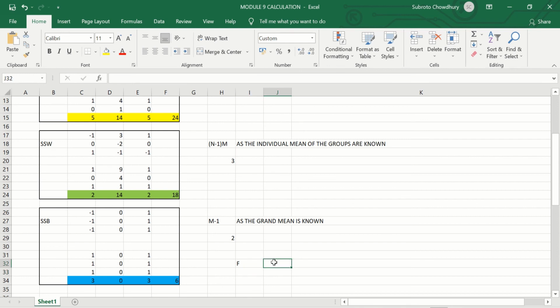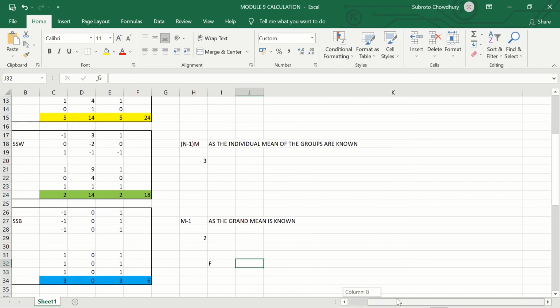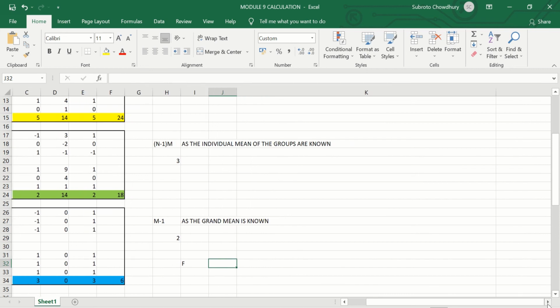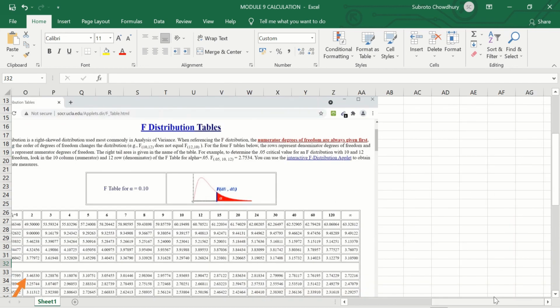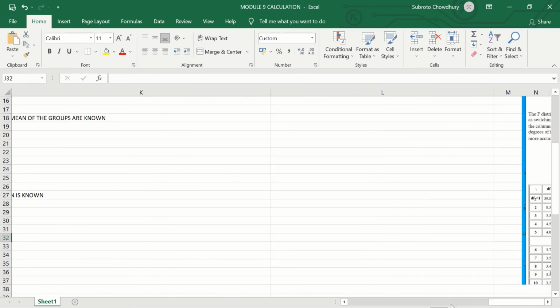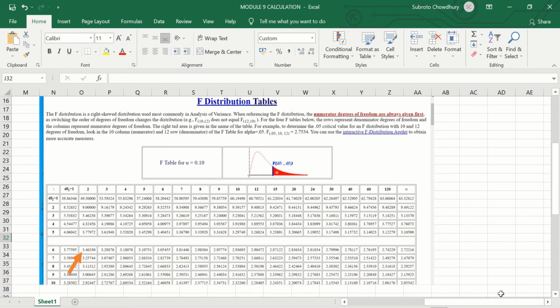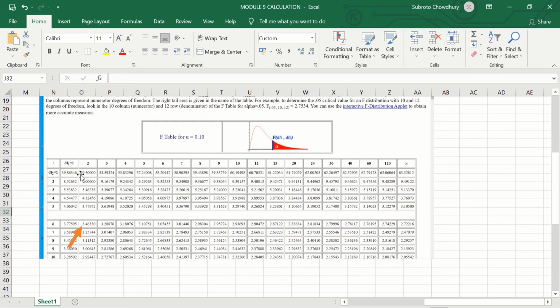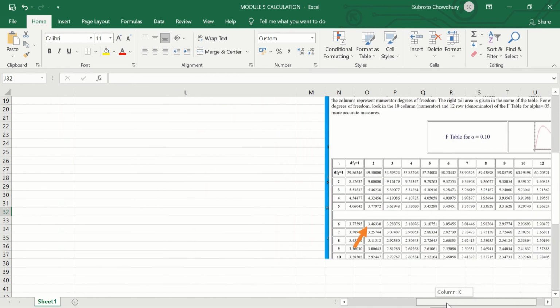Now we have calculated the F value, then we will look into the F table. What are the 2 degrees of freedom? 2 and 6, right? So we have taken 2 and 6 for alpha 10%. This is the critical value, the table value. It is 3.46. Our calculated value was 1.